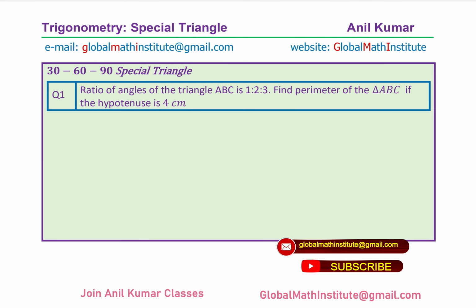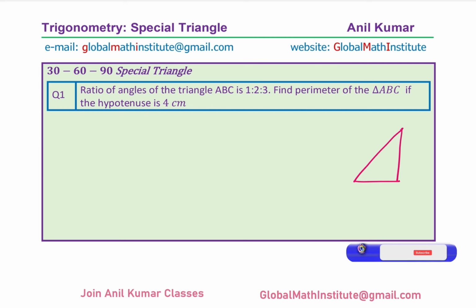Question number 1 is, as we have just drawn here, let me again draw the triangle. We at least figured out the triangle itself, the angles being 30, 60, 90, right? ABC, the triangle, with the ratio of angles 1:2:3. Find the perimeter if the hypotenuse is 4. So we are given this side as 4. So what could be the other sides?